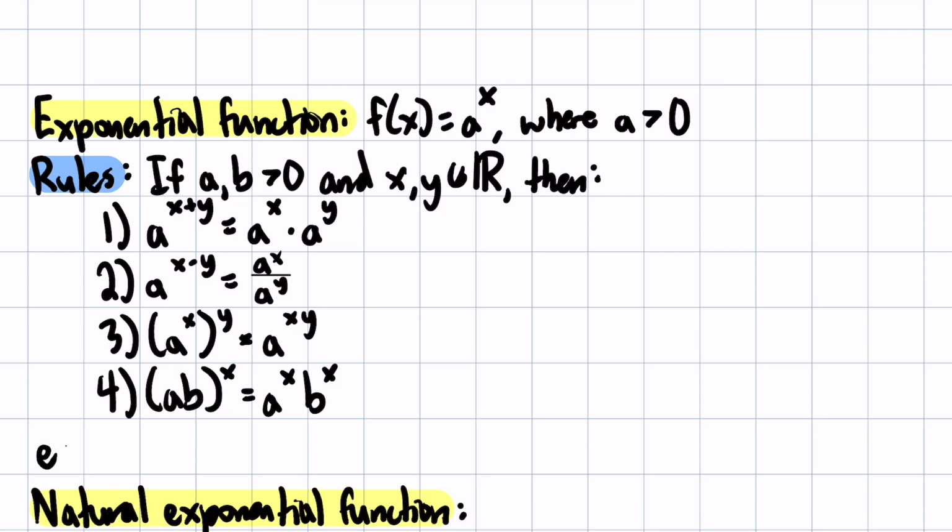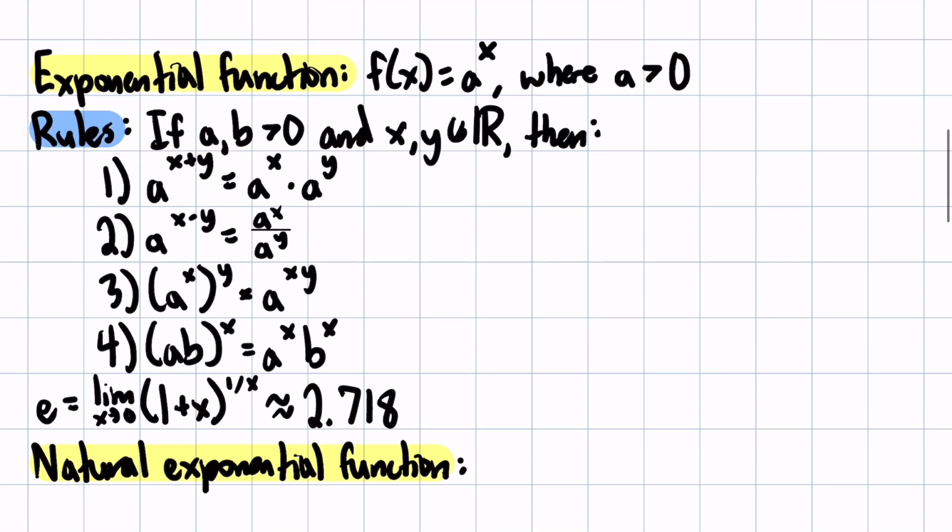So e, we're going to define it as the limit as x approaches 0 of 1 plus x to the 1 over x power. It's approximately 2.718. Now, we'll see in a little bit this is a very important number. It's so important that we actually define our natural exponential function using it. So our natural exponential function is going to have a base of e. So that's just e to the x.